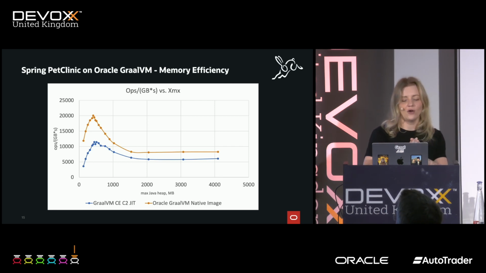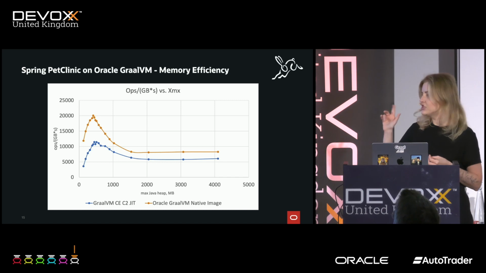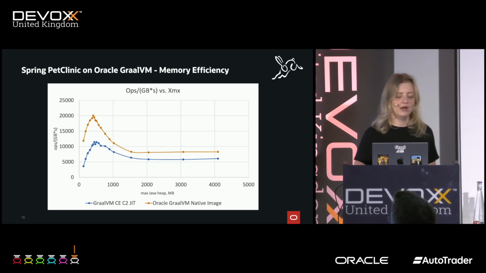And we map that onto Xmx settings to see if you give your application more memory in terms of Xmx, how does that help the efficient use of your resources? And the orange line here, that is native image, and the blue one, that is GraalVM with C2 JIT. So that's effectively your OpenJDK setup. And I see two interesting observations here.